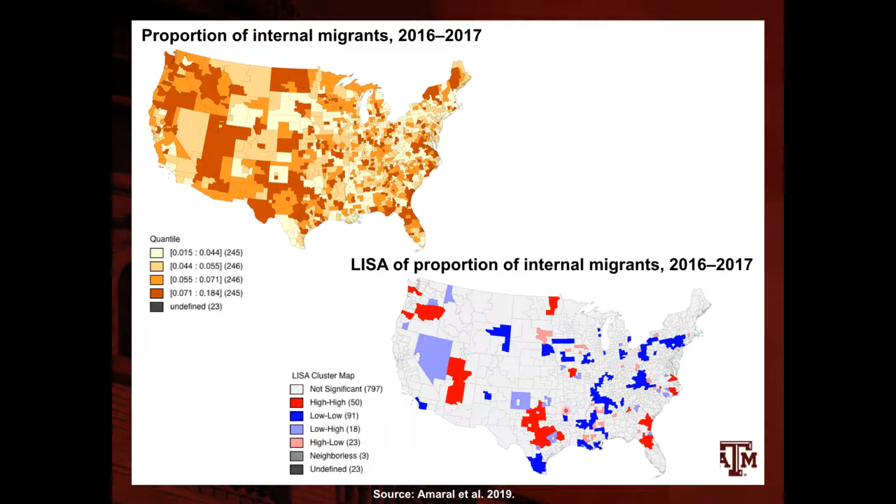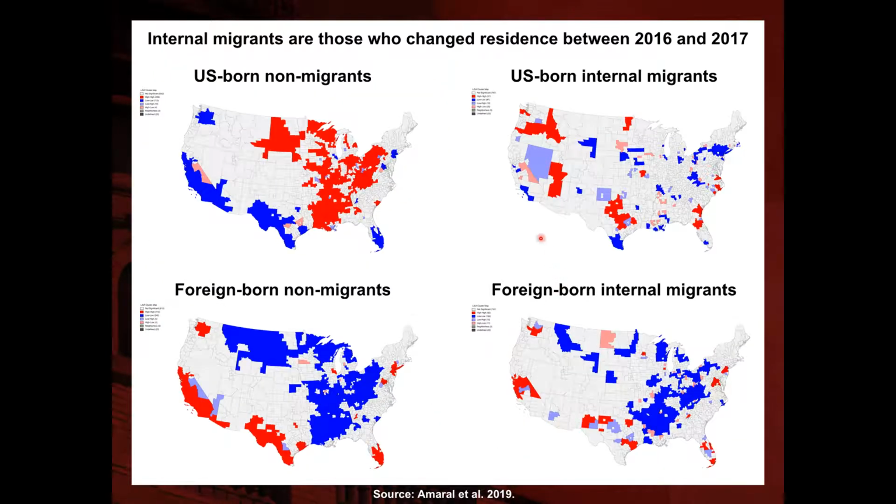But then it's interesting to get this map here and break it down by characteristics of the population. So from this map here, we can break it down into these four maps. Here we have internal migrants as those who changed residence between 2016 and 2017, as I mentioned before. These two maps here are for non-migrants. These ones here are for internal migrants. And here we have US-born non-migrants, foreign-born non-migrants, US-born internal, and foreign-born internal migrants. So US-born non-migrants, they are usually located in Midwest and also in the southern states here. And US-born internal migrants, they're usually going into Oregon and Idaho, and also to Utah and Arizona, Texas, Florida, Georgia, and some other areas in the country.